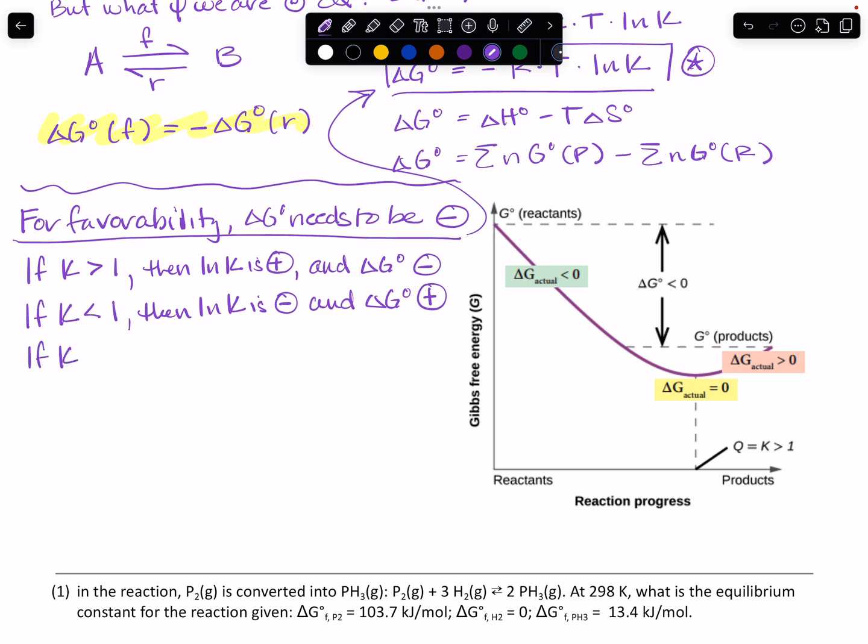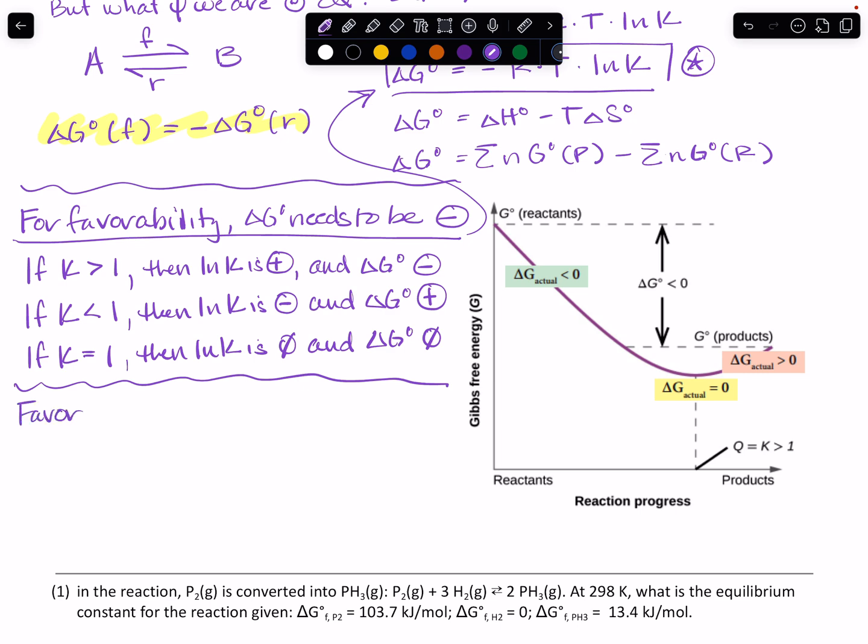All right, and then finally, if you have equal amounts of products and reactants, then your natural log of K is 0, which is going to give you a delta G value of 0. So in this case, neither reaction is favorable. They are both equal to each other. All right. So understanding that relationship between delta G and K is also going to be important because the ratio of products to reactants gives us an idea of which reaction is favorable, the one towards products or the one towards reactants.